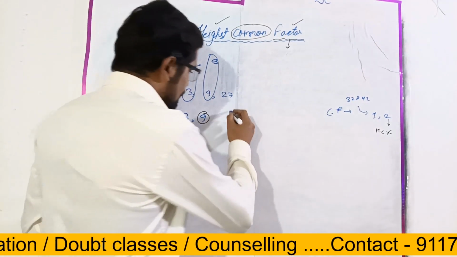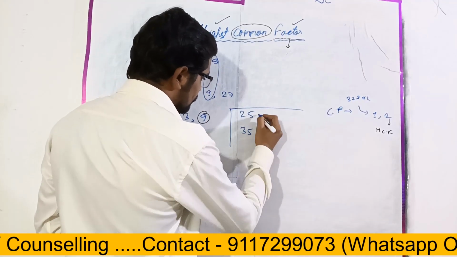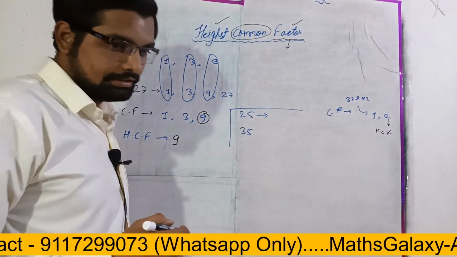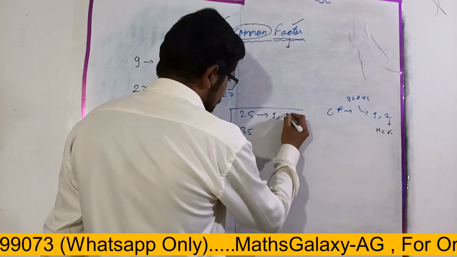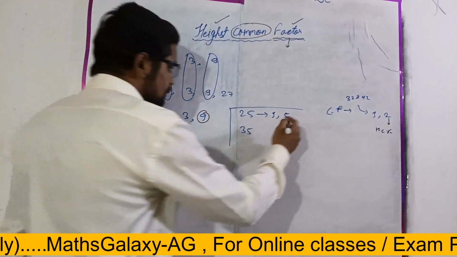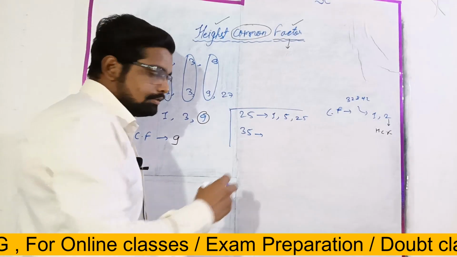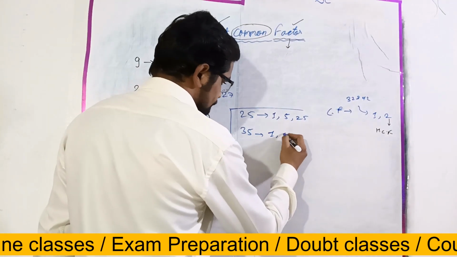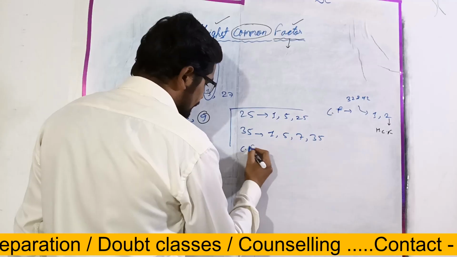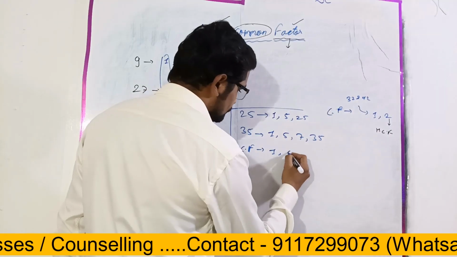As an example, take 25 and 35. What are the factors for 25? 1, 5, and 25. That's all. For 35? 1, 5, 7, 35. Very good. What will be the common factors? 1 and 5.